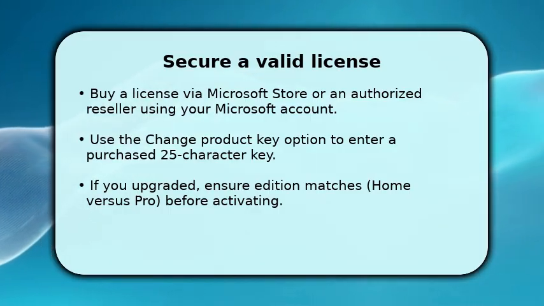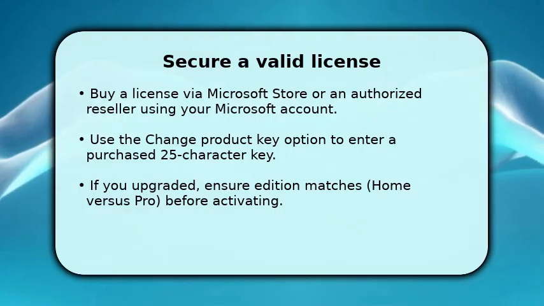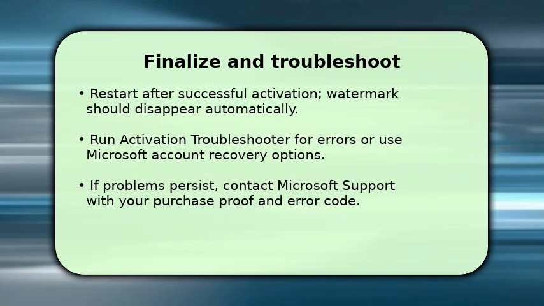If you upgraded editions, make sure the key matches your Windows edition, because mismatched editions prevent activation even with a valid key. Finally, confirm activation and finish the process. After a successful license validation, restart Windows and the watermark should be gone.